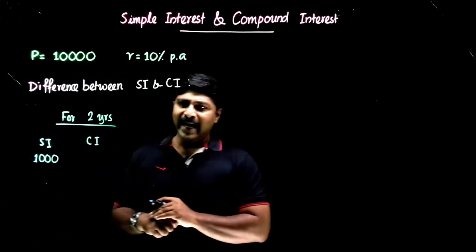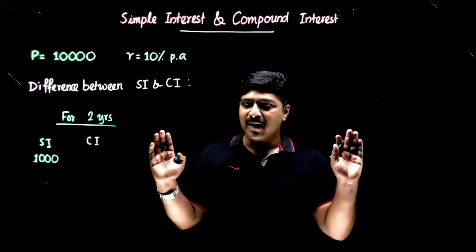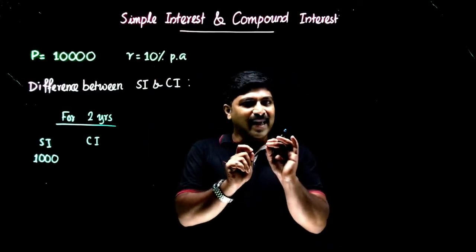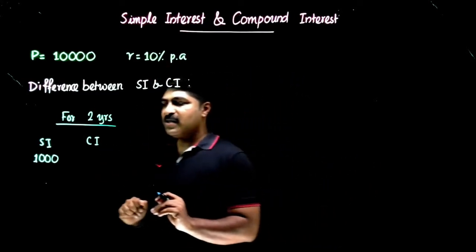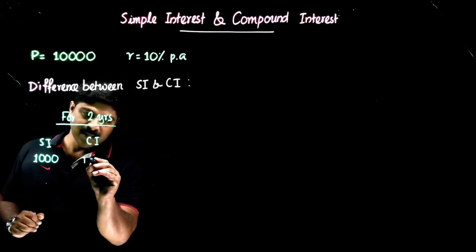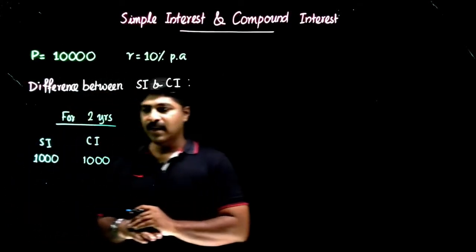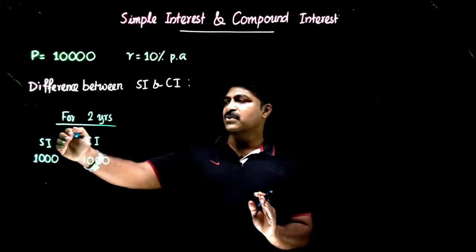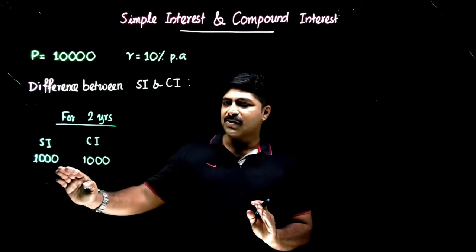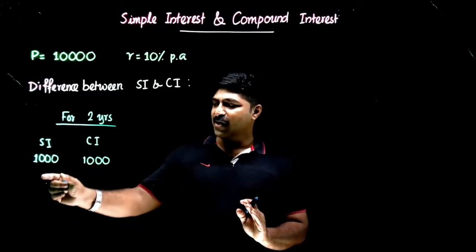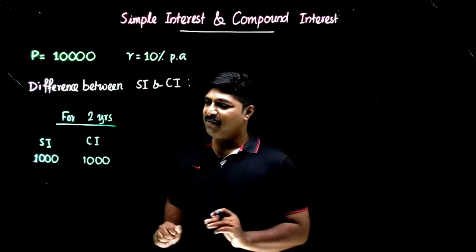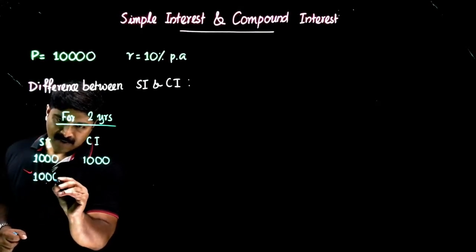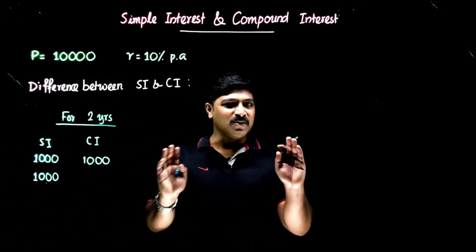Clear? And here's another very important understanding. Compound interest and simple interest for the first year at the same rate are equal. Therefore, the compound interest for the first year is also the same, that is also 1,000. And the next important understanding: for each of the further years also, the simple interest is the same, equal to this 1,000. For the second year, simple interest as per the given principal and given rate is also equal to 1,000.